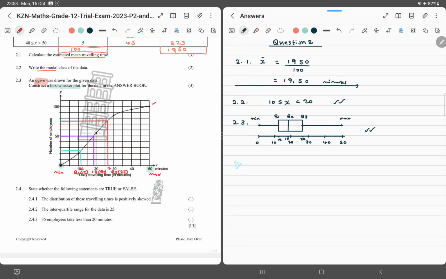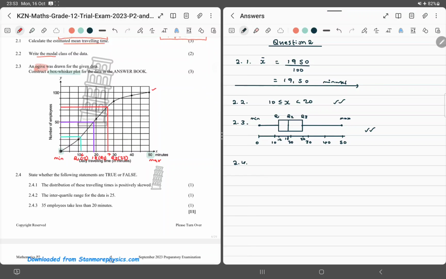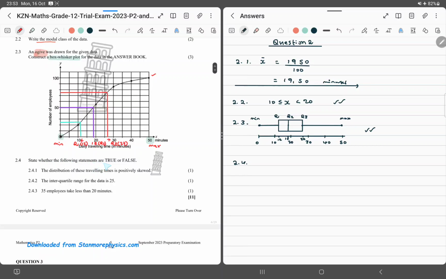So 2.4. Now we're told to state whether the following statements are true or false. The distribution of the traveling times is positively skewed. As you can see here, there is more area in this space than there is area in that space, right? So obviously this is skewed to the right. So this is true. So this is 2.4.1. The answer is true.